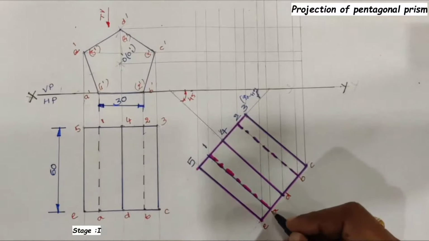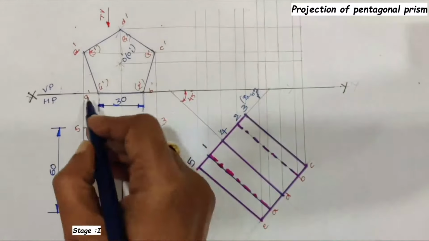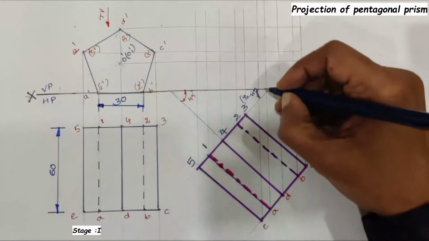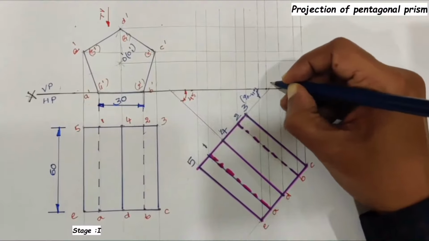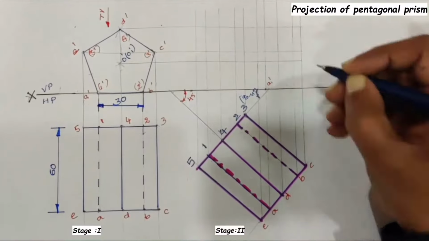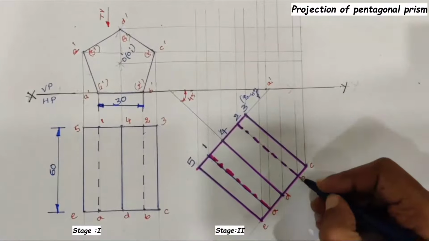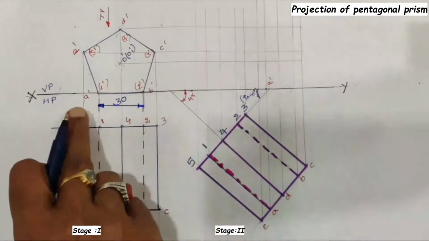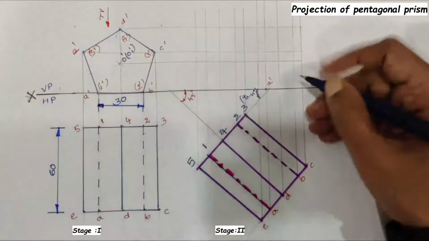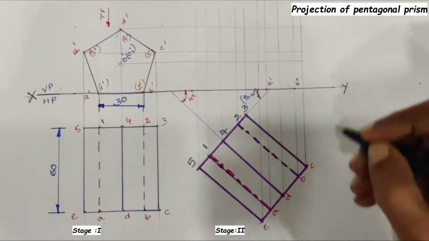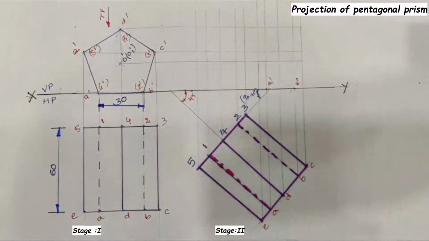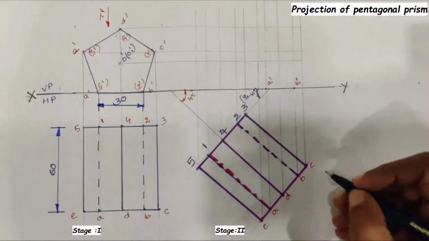Here, this is A and this is the projector coming from A dash. Then it becomes A1 dash. Similarly, this is the projector coming from B and this is the projector coming from B dash. Then it becomes B1 dash. Similarly, locate the remaining intersection points.